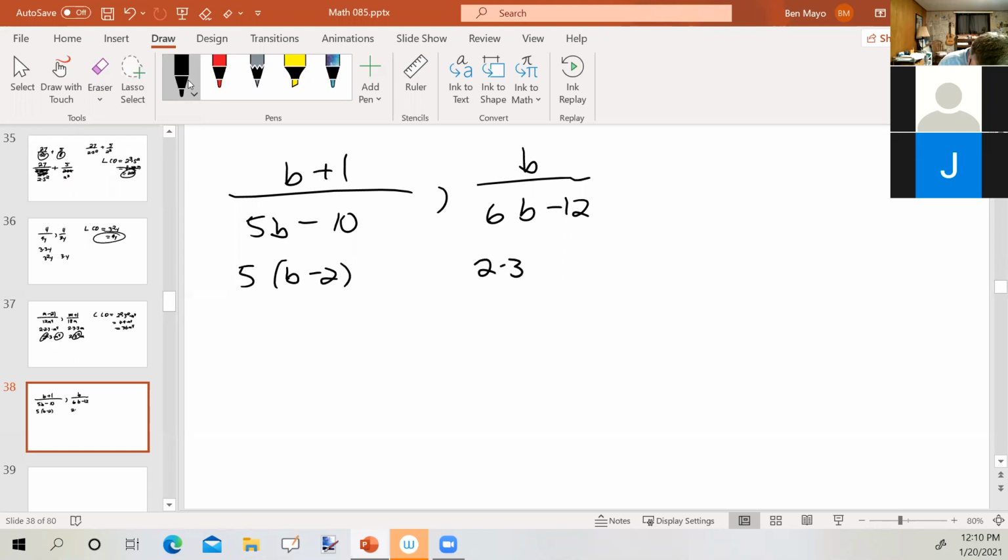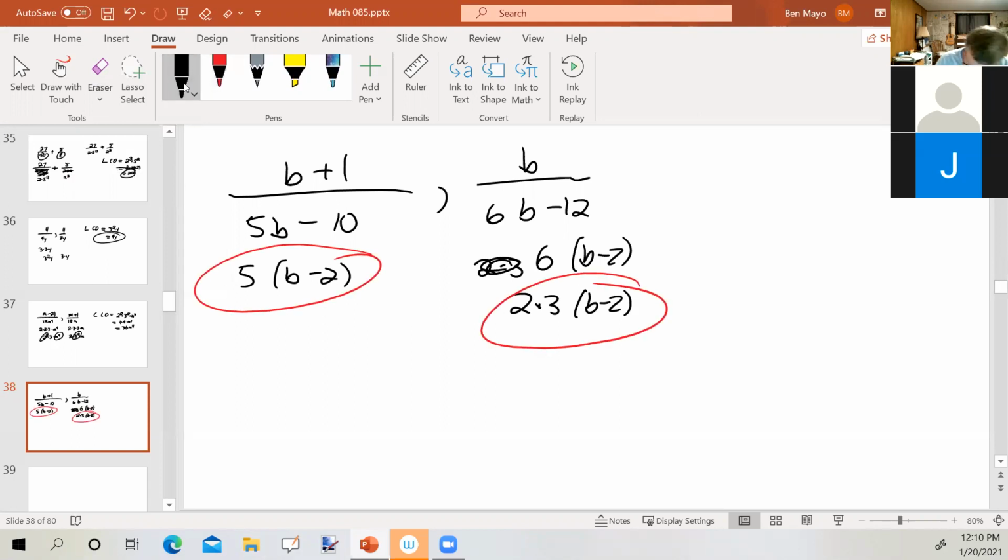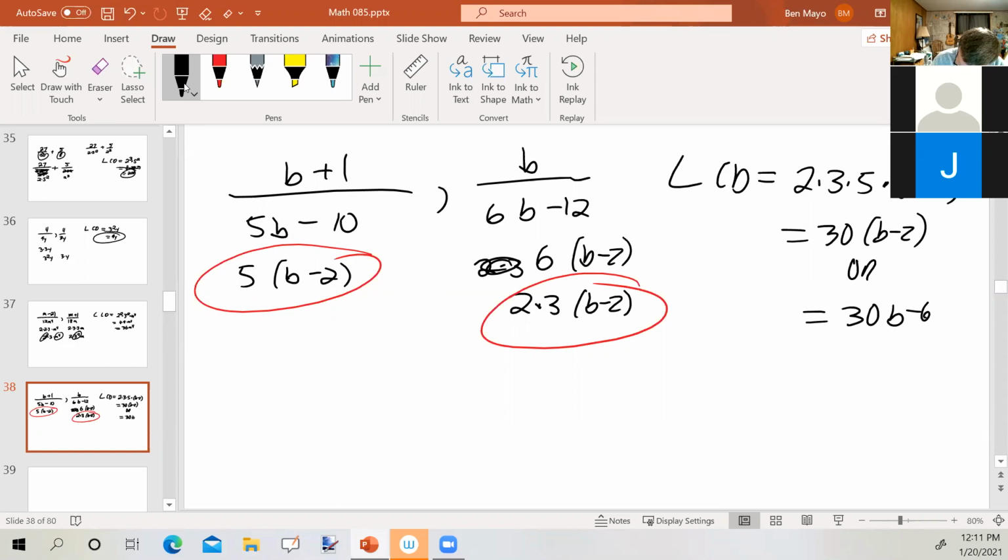This would be 6 times b minus 2, which is 2 times 3 times b minus 2. So I'm looking at that and that, okay? So my least common denominator, I'm going to have one factor of a 2, one factor of a 3, one factor of a 5, and one factor of b minus 2, okay? 2 times 3 is 6 times 5 is 30 times b minus 2. Or you could write it as 30b minus 60. Okay? Questions there?